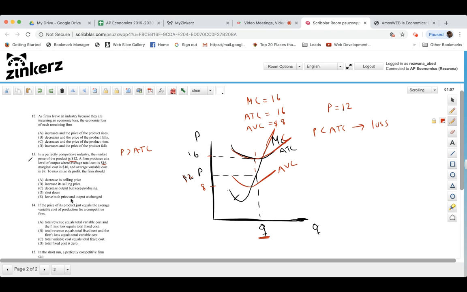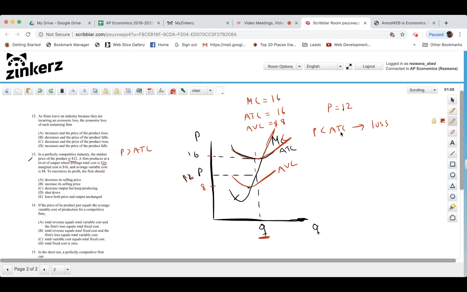Looking at these answer choices, to maximize the profit, what should the farm do? If they're making a loss, the only choice they have in the short run is either shut down or to keep producing. So do they keep producing? Where are you gonna look for that information? Yeah, the minimum of the average variable cost.